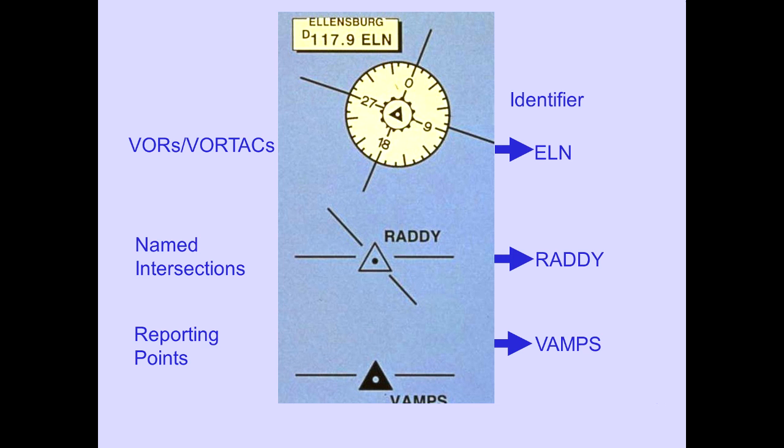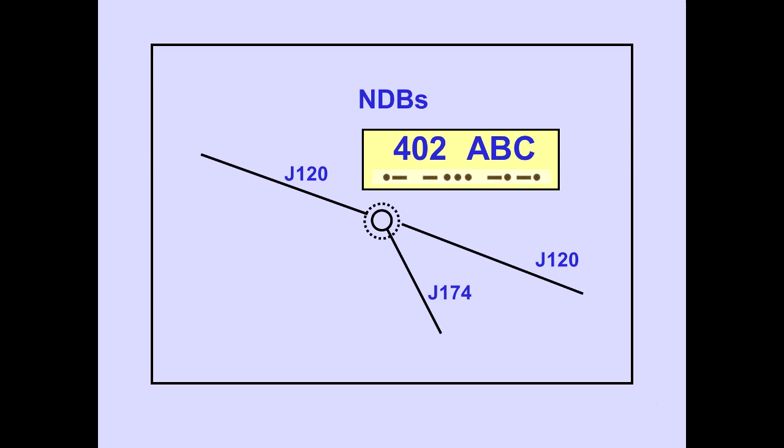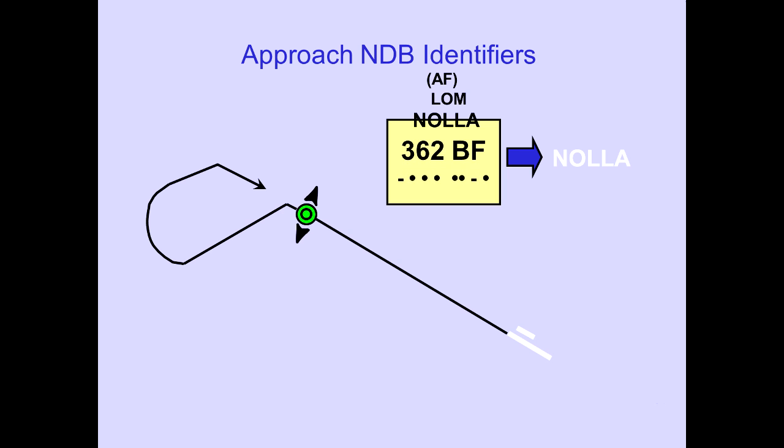Waypoints stored in the nav database, such as VORs and VORTACs, named intersections, and reporting points are identified by their official identifier or name. NDBs are stored in the database. They can be identified by the station identifier. Non-directional beacons associated with approaches are identified by their official name, not the identifier.